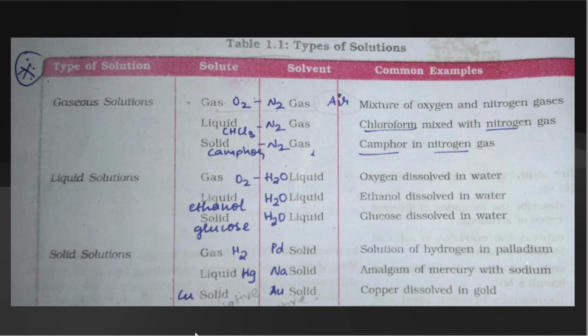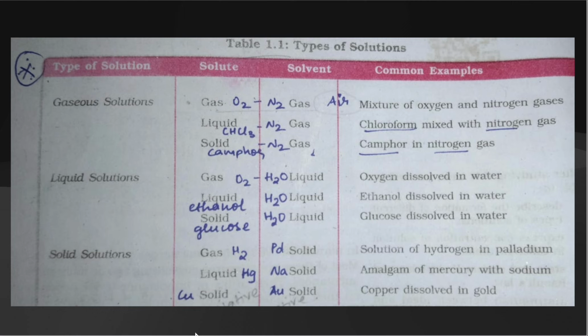So for gaseous solutions, we have three types of solute: gas, liquid and solid, and your solvent is gas, because it is a gaseous solution. If they ask for examples, take the solvent as nitrogen, easy to remember. If it is a gas, then oxygen in nitrogen. If it is a liquid, then chloroform in nitrogen. And if they're asking for a solid-gas mixture, then it is camphor in nitrogen. Over. Gaseous solutions are done.